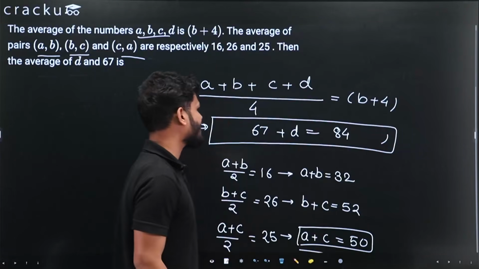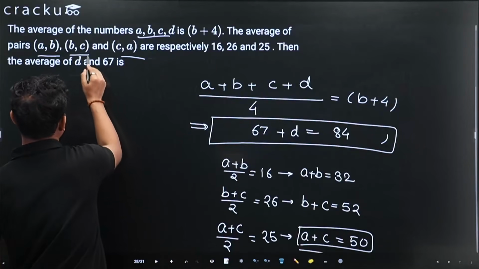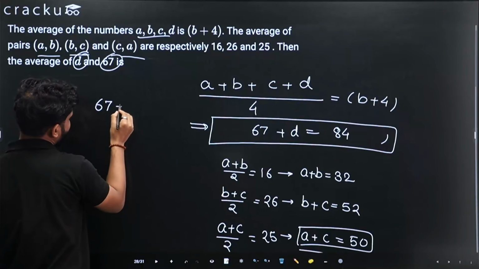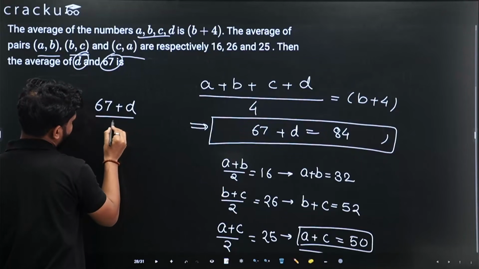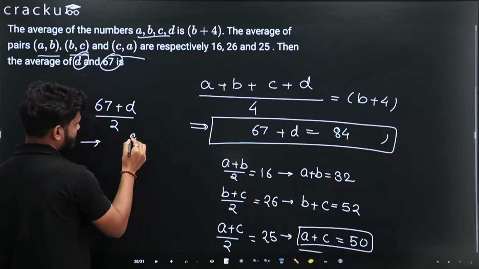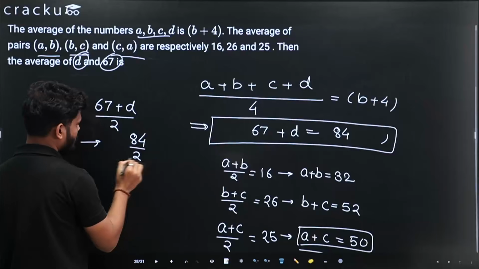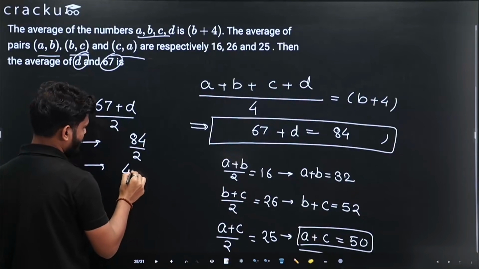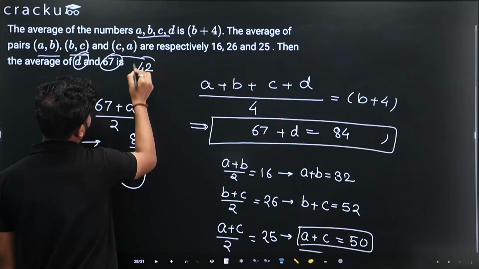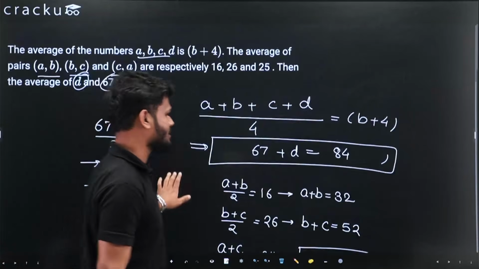84. Correct? What I need to find? I need to find the average of D and 67. So I need to find 67 plus D divided by 2. What is 67 plus D? It is 84. So 84 divided by 2 is 42. The answer to this question will be 42. This is how you can solve the question.